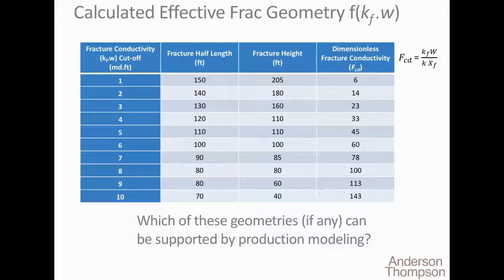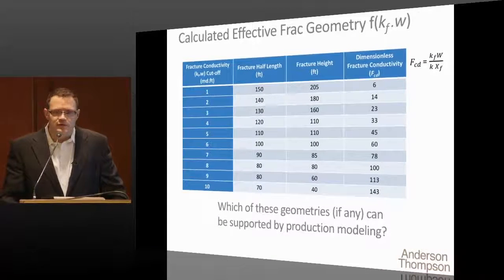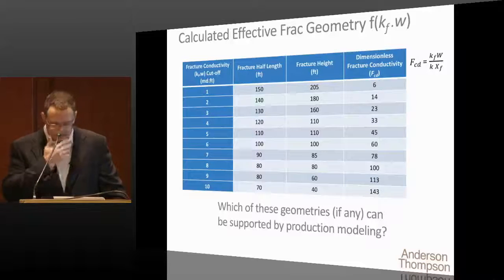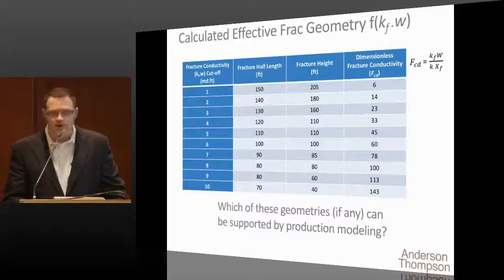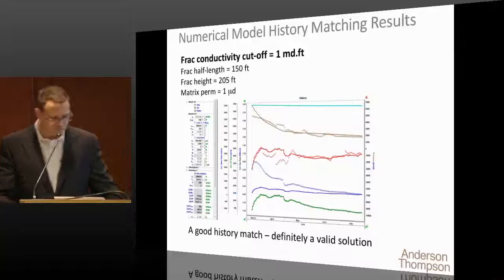With the lower cutoff, of course, you get a bigger frac. You get a taller frac. You get a longer frac. And you can also express the conductivity as a dimensionless parameter too, which is the last column. So which one of these do we use? How do we know what the suitable conductivity cutoff is in terms of the effective frac property? Well, we're going to use numerical modeling to answer this.